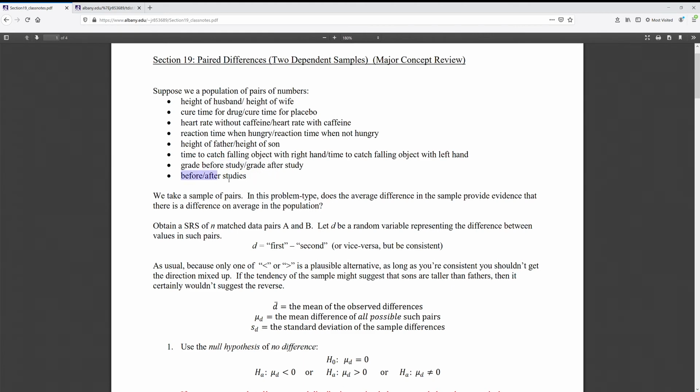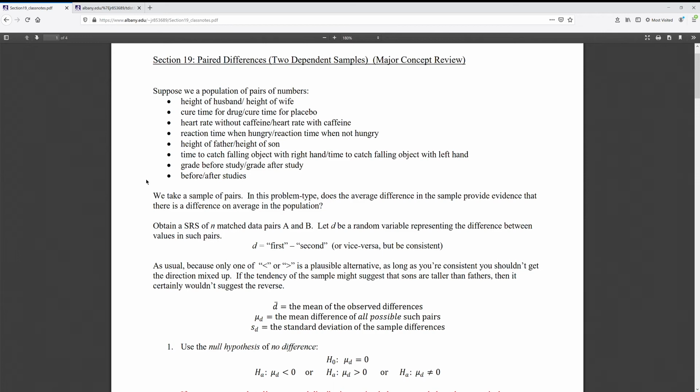In general, these are very good for before-after studies, when you want to see whether something is actually having an effect. The ideal example here would be the placebo one: cure time with the drug versus cure time with no drug. You can see whether the drug is actually, under ideal circumstances, having an effect. So the idea here is that you have a sample of pairs, which is being used in one sense or another to approximate the population of pairs.